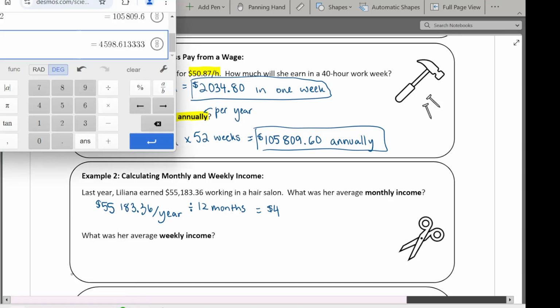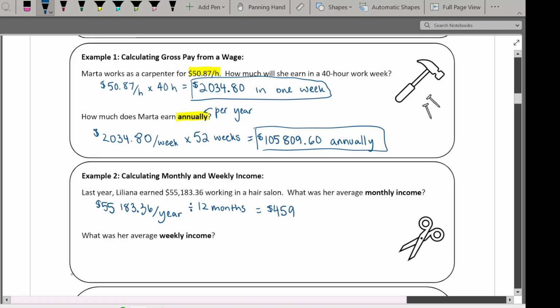Oops, I forgot the number already. 4598.61. So that's how much she's earning per month.